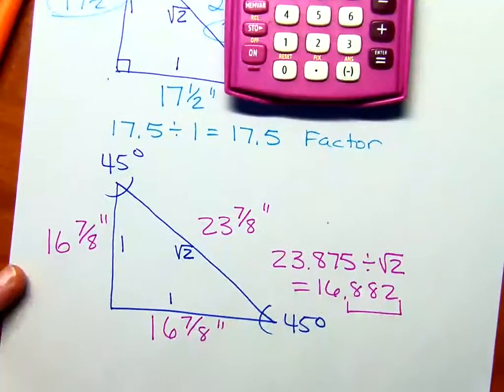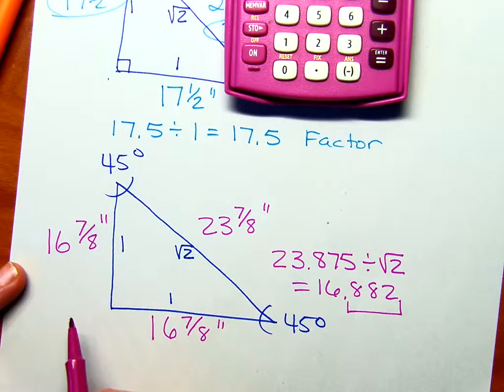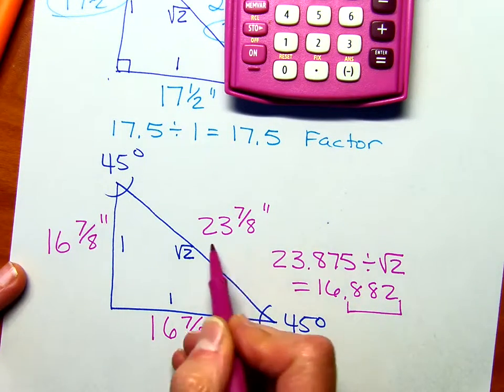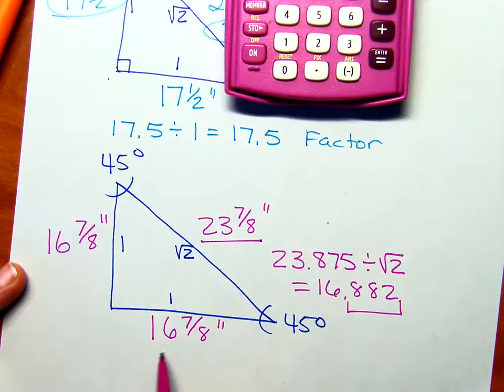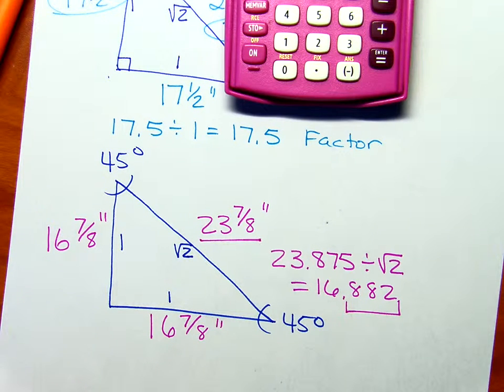Okay, and again, are these answers reasonable? Yes, the hypotenuse is the largest, and these two are the same, and they are less than the hypotenuse. So I agree that it's reasonable that these answers are what they are. Okay, that is a really quick review of 45, 45, 90. If you have questions, ask me in class.